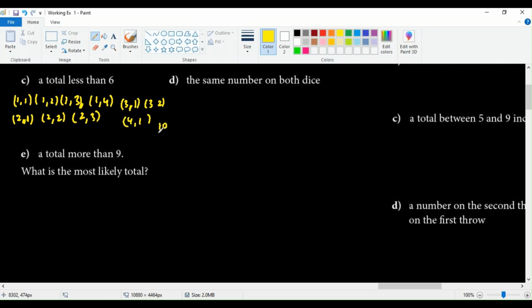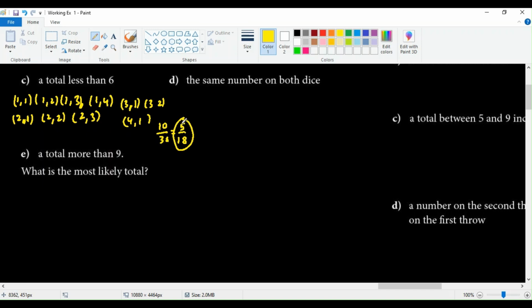So I will write 10 over 36, which further reduces to 5 over 18, because 2 times 5 is 10 and 2 times 18 is 36.